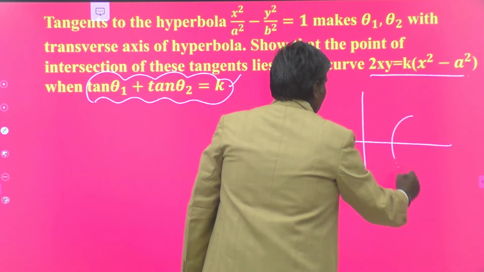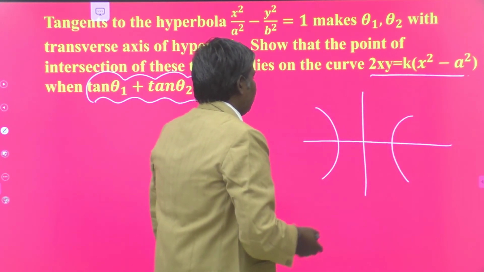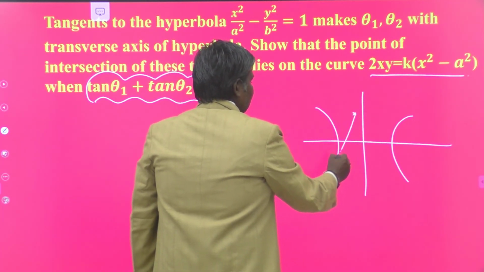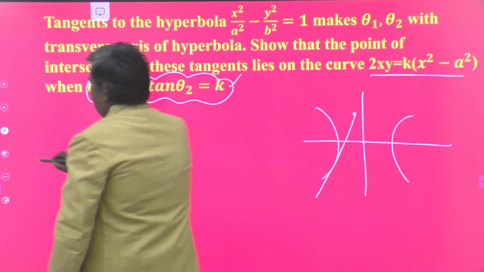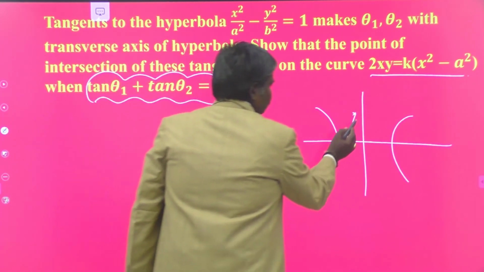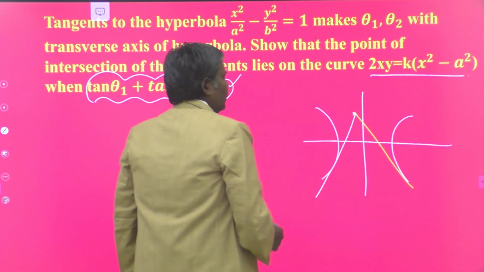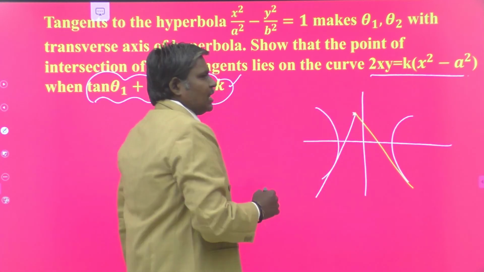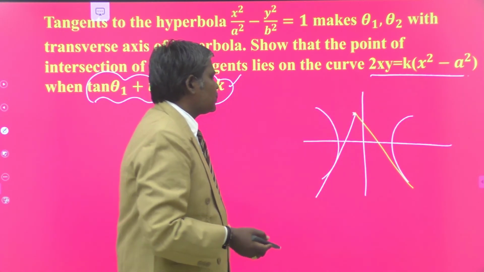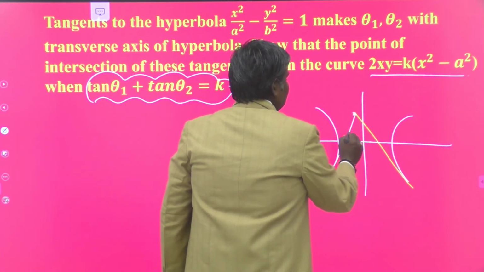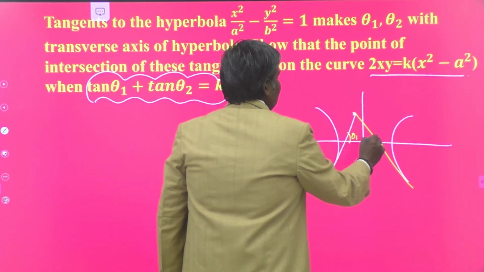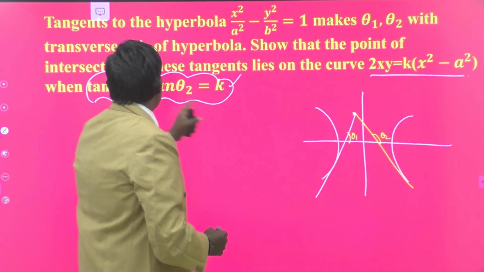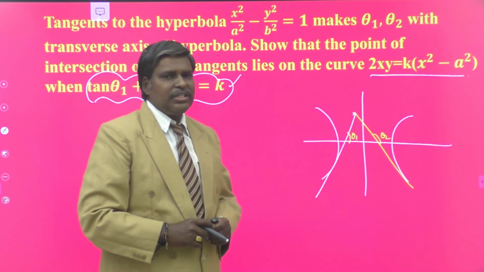This is your hyperbola. I am explaining the meaning of this question. You have to find out the locus of the point of intersection of tangents. Suppose this is one of the tangents and we draw another tangent to that point. This is the another tangent. These are two tangents drawn from that point. You take that point as a collection of your locus. When you take this point as your collection, suppose the first tangent makes an angle θ1 and the second tangent makes an angle θ2 with the transverse axis, in such a manner that tan θ1 + tan θ2 is k.